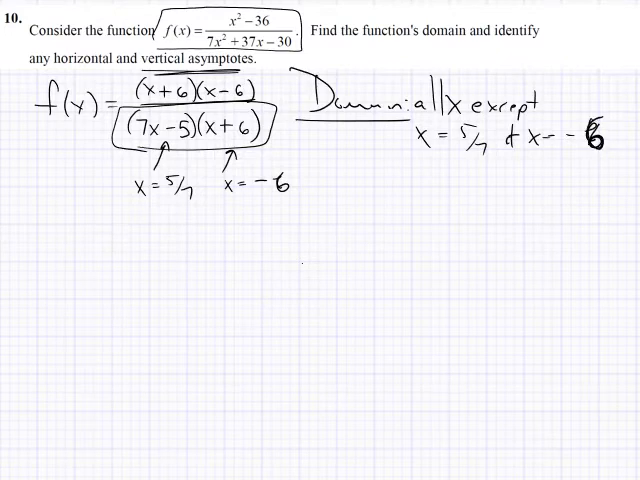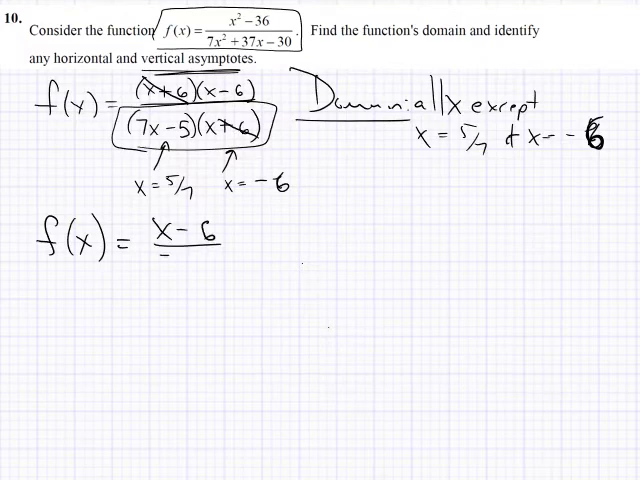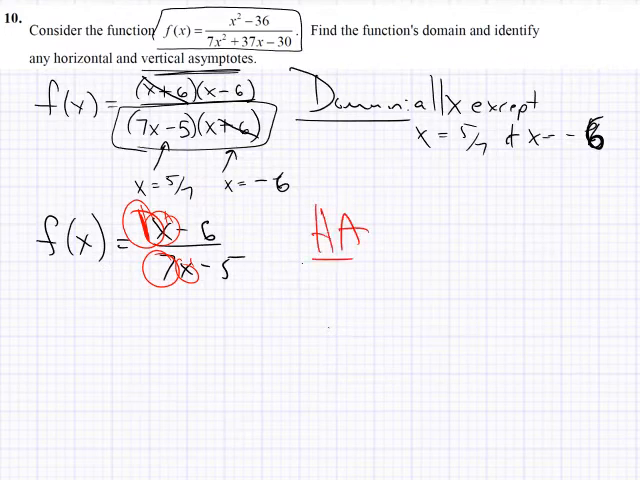Now horizontal asymptote, we do that and vertical asymptote based off of the simplified version of this. So if we cancel these x plus 6, we get x minus 6 over 7x minus 5. Horizontal asymptote is about degree. The degree of both of these is 1, so we'd use the leading coefficients 1 and 7. So our horizontal asymptote would be y equals 1/7.